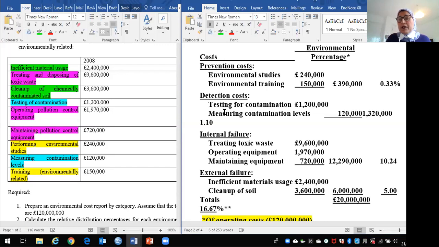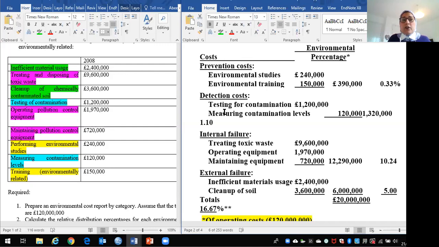I will post some past paper questions and their answers, just to familiarize yourself with the items. Once you have done two or three questions from past papers, you will never ever find any surprises in the final exam. So the first point, as you can see, we classified the items into prevention, detection, internal and external failure.